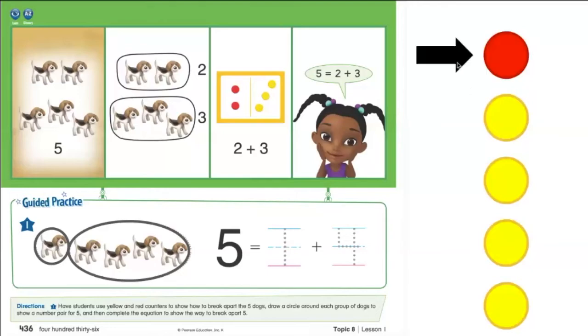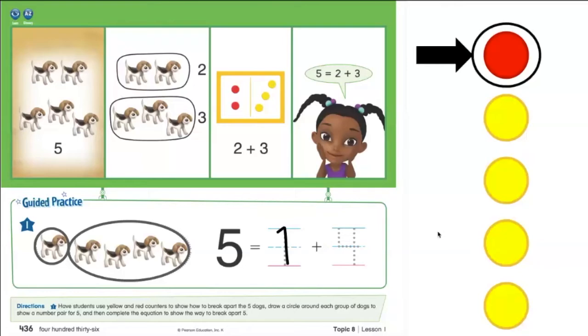So we need to flip over one of our yellow counters and make it red. How many dogs are in the first group? 1. So we are going to write the number 1. 5 equals 1 plus, how many more do we need to get to 5?